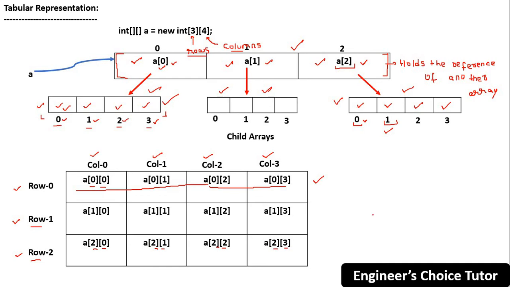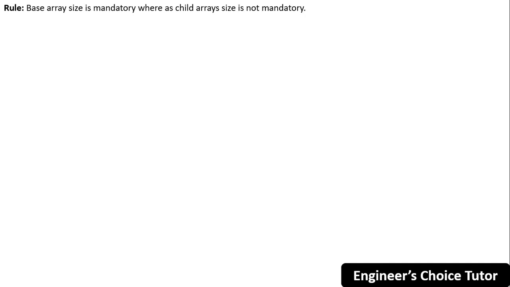Is it clear now? Now let's move ahead. So we have this rule. See, base array size is mandatory. Base array size means parent array size is mandatory, whereas child array size is not mandatory.